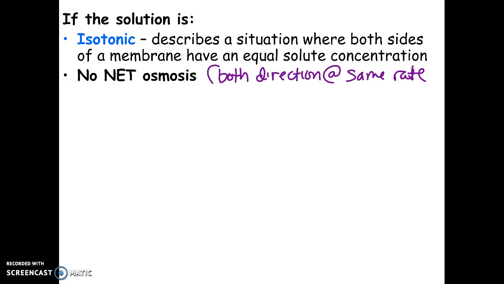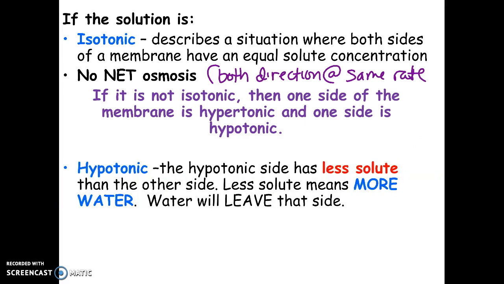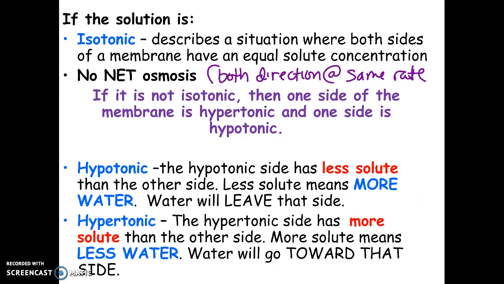If it isn't isotonic, then that means one side is hyper and the other side is hypo. Again, it's not hard to figure out. All you have to do is figure out how much solute there is. Whichever side has the lower percentage or molarity of solute, that's going to be your hypotonic side. And since it has less solute, that's going to end up being the side with more water. Water will always tend to leave that side and overall go towards the hypertonic side, the side that has more solute and less water. This is true 100% of the time.